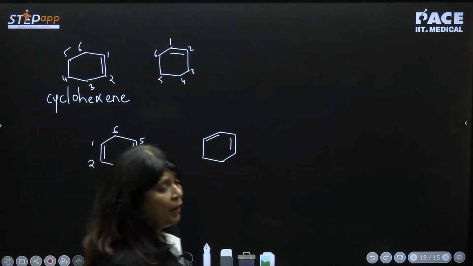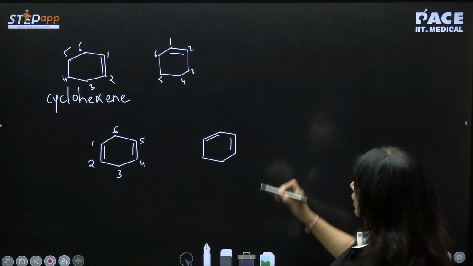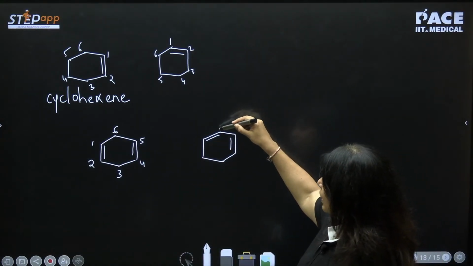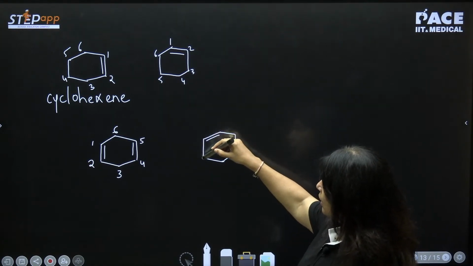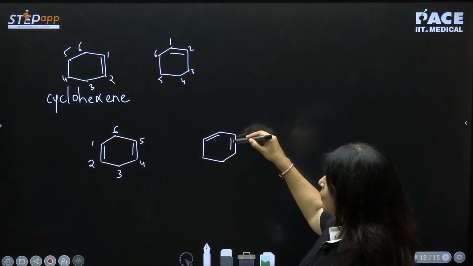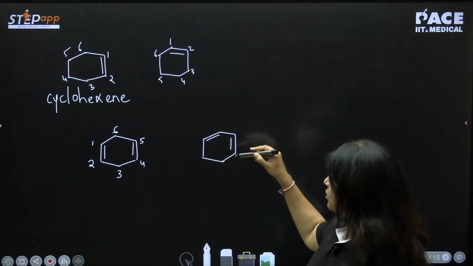For the second compound, the numbering, you cannot start from here as 1, because if you start from here as 1, then this has to be 2, 3, 4, 5. The other double bond is getting position 5, so that is wrong.